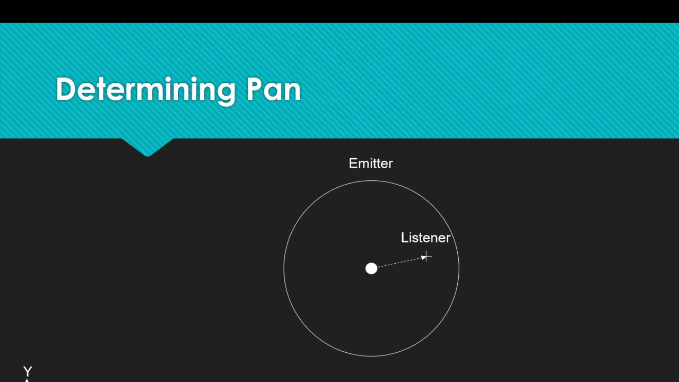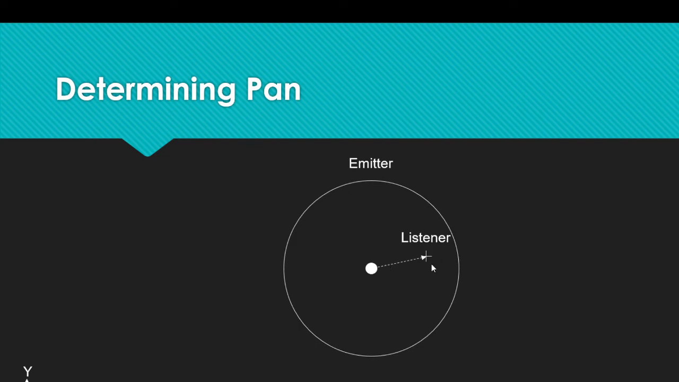So the second part, once we've got the volume, we need to determine the pan. And the pan is just how much of the audio comes out the left speaker or the right speaker. And as it pans across from right to left, more comes out the left instead of the right. So instead of looking at distance here, because we've already used the distance for the volume calculation, here we're trying to figure out which side of the listener the emitter is on.